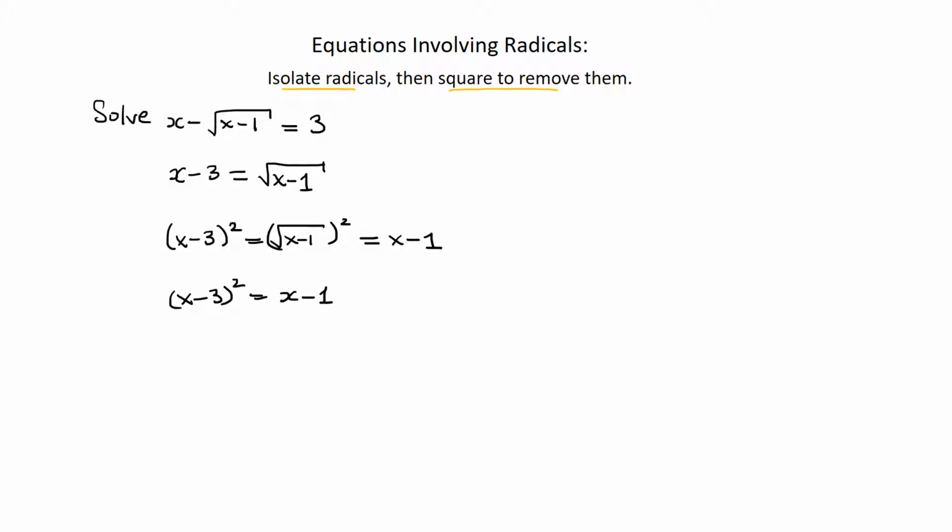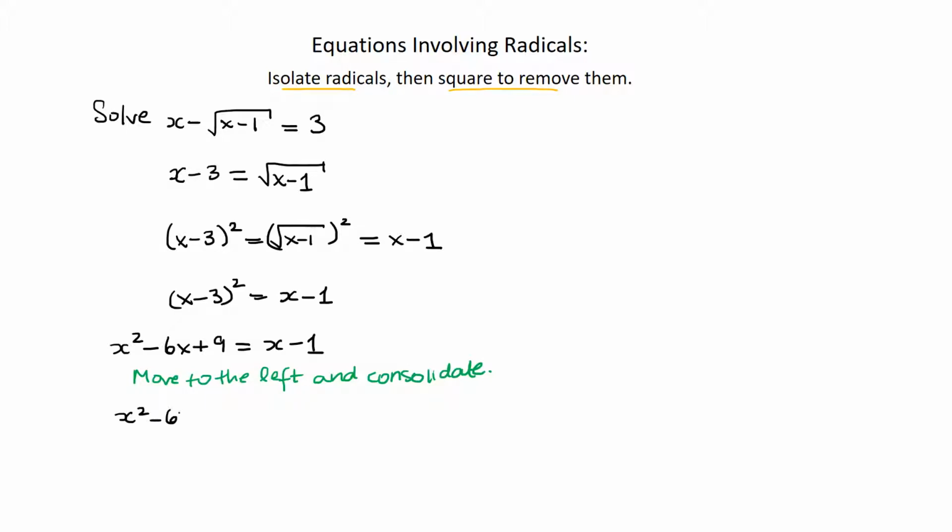Now, if I want to solve this quadratic, what I want to do is multiply out my left-hand side and consolidate. I have x squared minus 6x plus 9 equals x minus 1. Next, I'm going to consolidate. So this gives me x squared minus 6x plus 9 minus x plus 1 equals 0. And when I consolidate, I have x squared minus 7x plus 10 is equal to 0.